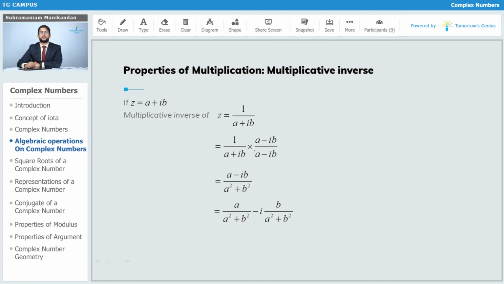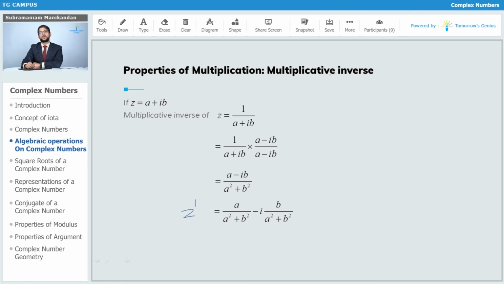It is a minus ib divided by a square minus ib the whole square. Why am I doing all this? To get the multiplicative inverse, so that finally when I get z dash is equal to a by a square plus b square minus I into b by a square plus b square, this z dash is the multiplicative inverse of the complex number z is equal to a plus ib. So z into z dash is what gives me 1.